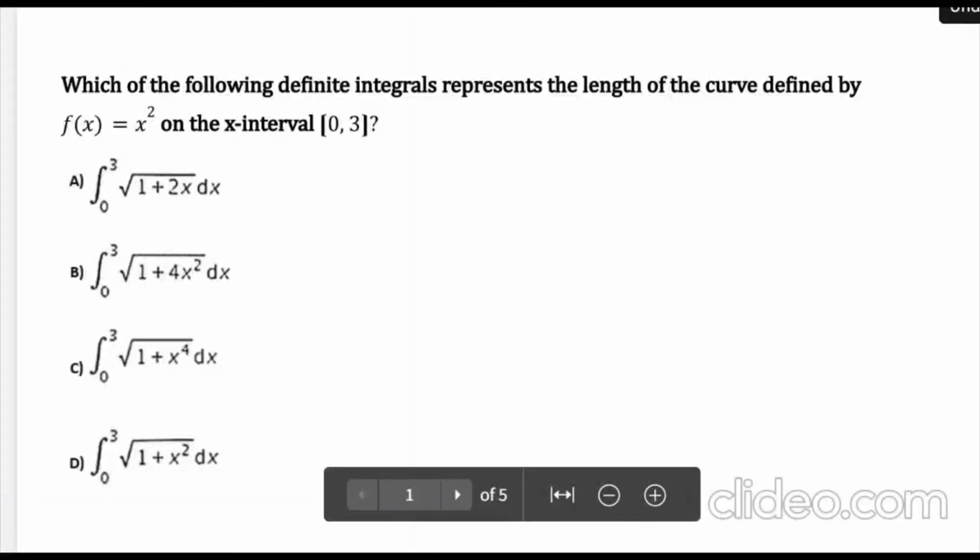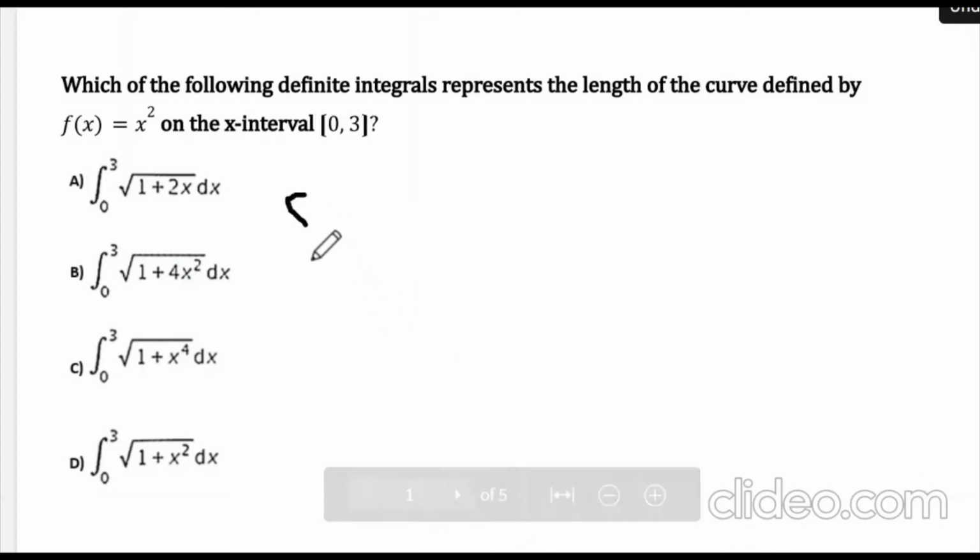Which of the following definite integrals represent the length of the curve defined by f of x equals x squared on the x interval 0 and 3? So to solve this question, first we have to write the formula. So what does the formula say?